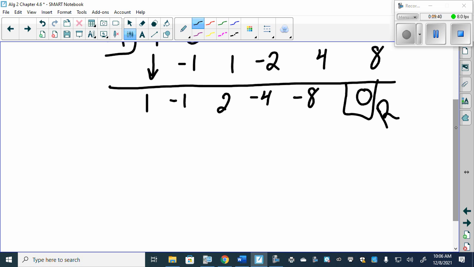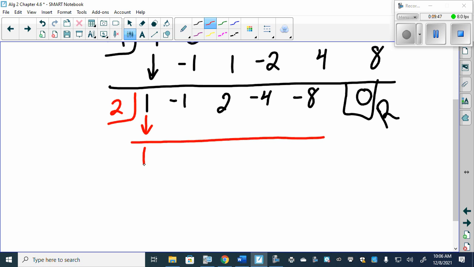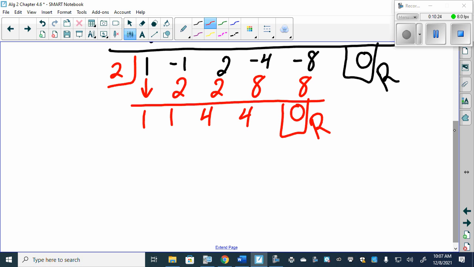What number can we do next? Bring down the 1. 2 times 1 is 2. -1 plus 2 is 1. 2 times 1 is 2. 2 plus 2 is 4. 2 times 4 is 8. -4 plus 8 is 4. 2 times 4 is 8, and negative 8 plus 8 is 0. And that's the remainder we expected to get. What number can we do next?